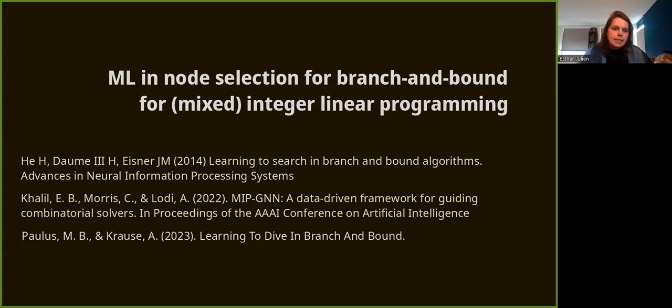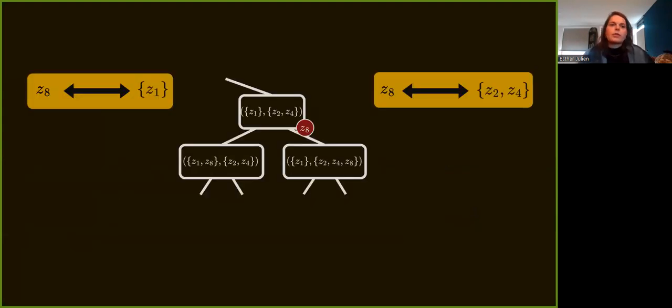Okay, so node selection with machine learning isn't really a new thing, of course. It has been done by a few other papers, but mainly for branch and bound in mixed integer linear programming. And we are doing it, I think, for the first time in robust optimization. And also, we are really looking at what it means to go from one node to the other in terms of the scenarios. So we are really trying to make use of what it means to add a scenario to another subset.